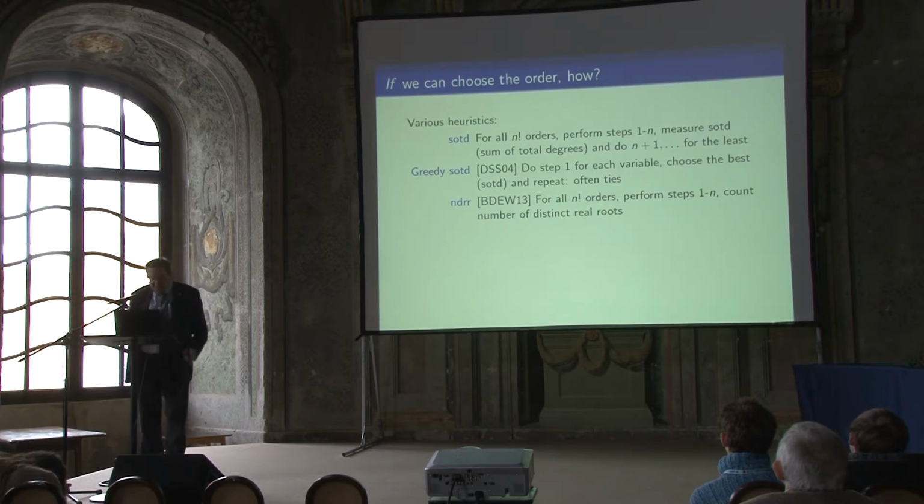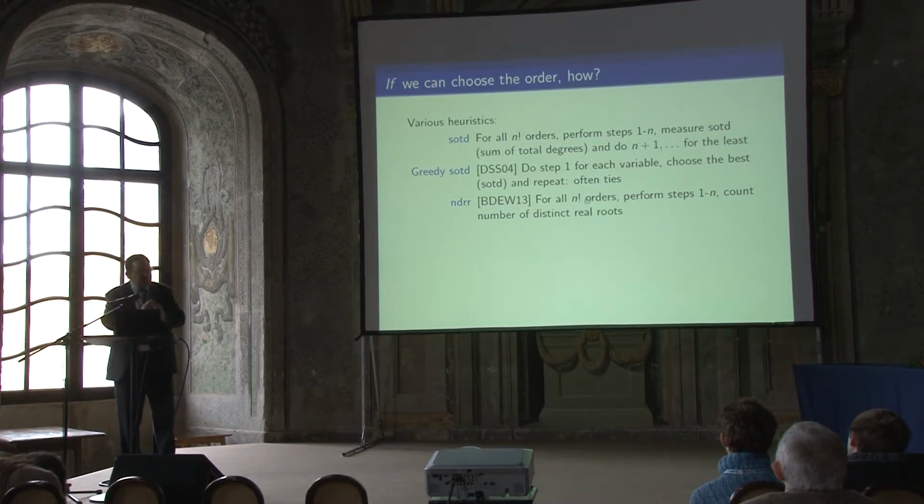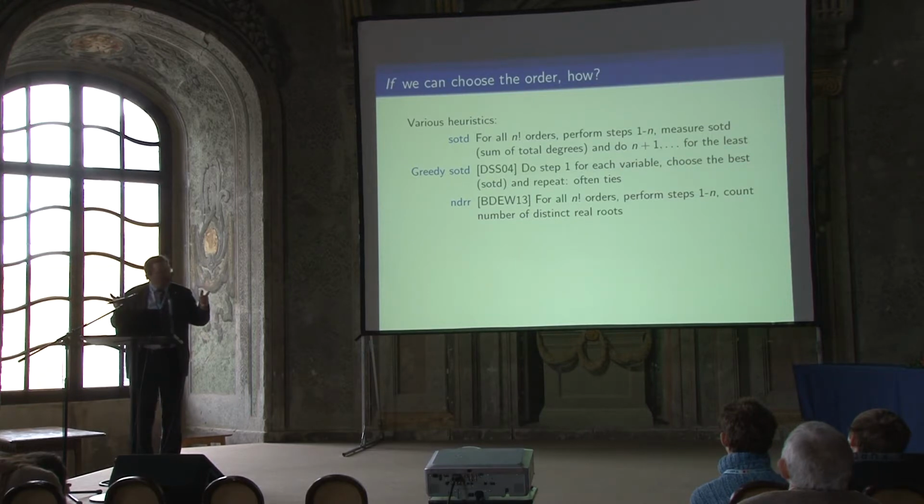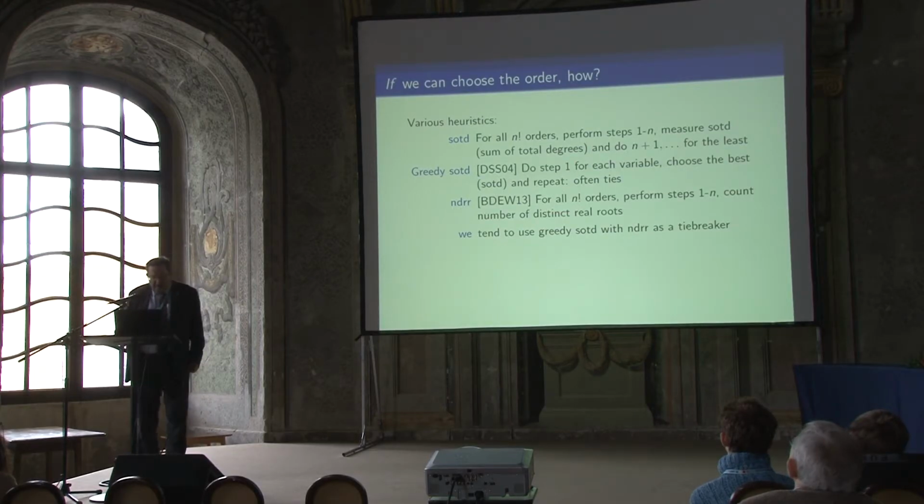A heuristic we introduced last year is the number of distinct real roots. That's important because, as I pointed out, for step n+1 you isolate all the real roots. Two polynomials might have the same degree d, but one might have d real roots and one might have none. If you've got no real roots, then isolating them is easy. So this counts the number of real roots. What we at Bath tend to do is use greedy SOTD, but use NDRR as a tiebreaker.